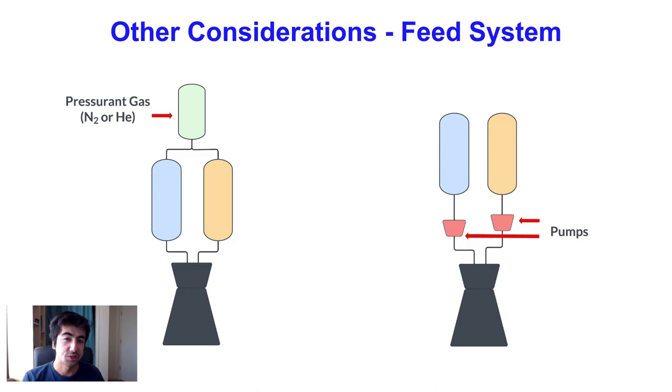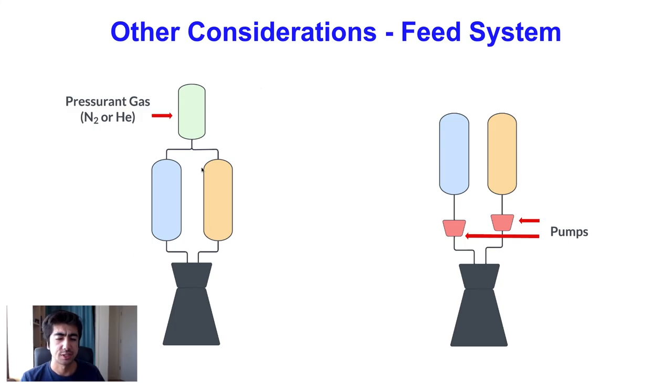Another important consideration is your feed system. The question here is, how are you getting the propellants from the propellant tanks down to the combustion chamber, to the injector? There are two approaches to this. A lot of smaller rockets at the amateur level use a pressure-fed system, and that's what we actually do. What you have here is a high pressure gas at the top that's essentially pushing down on your propellants so that they can make their way to the combustion chamber.